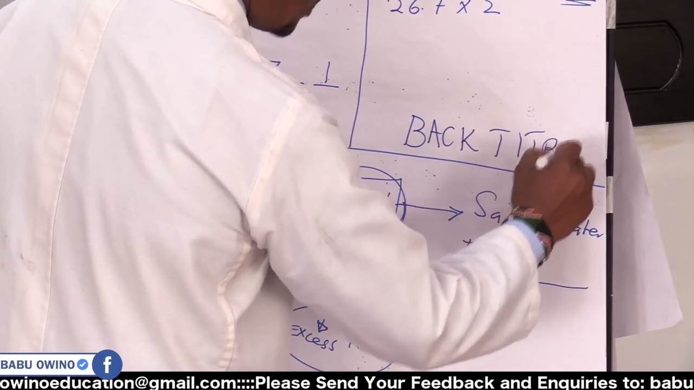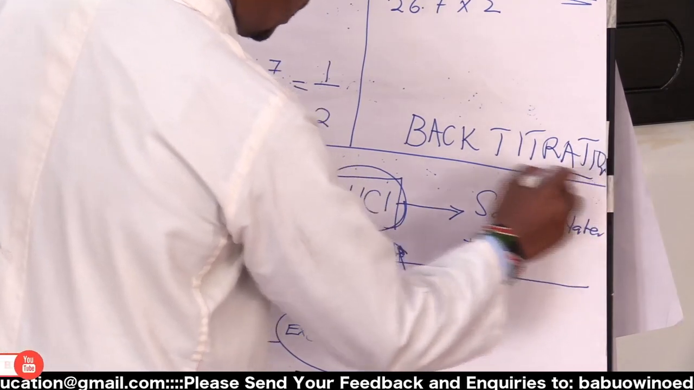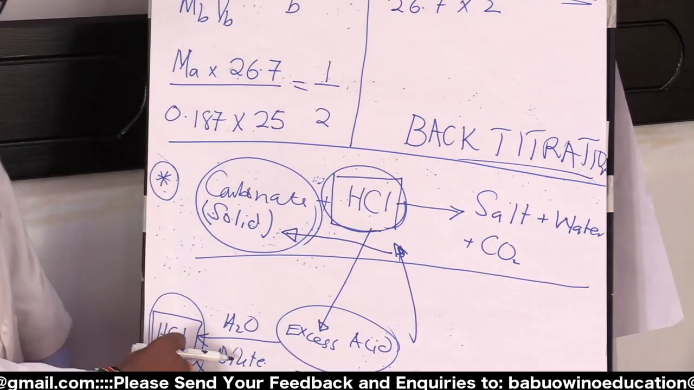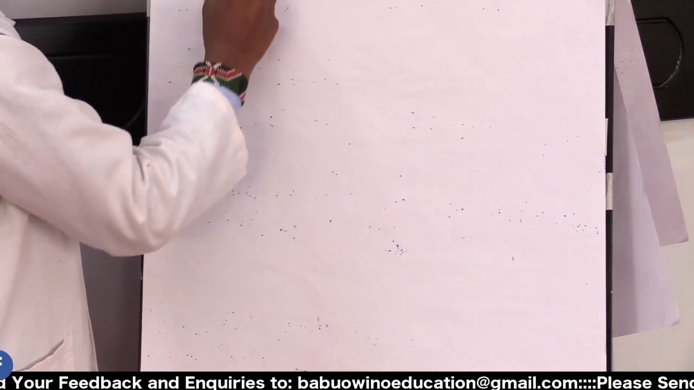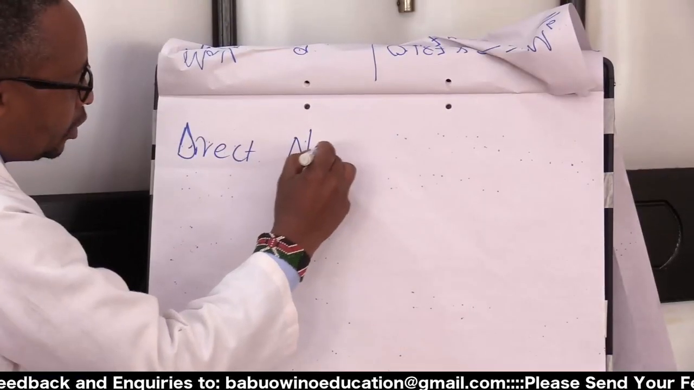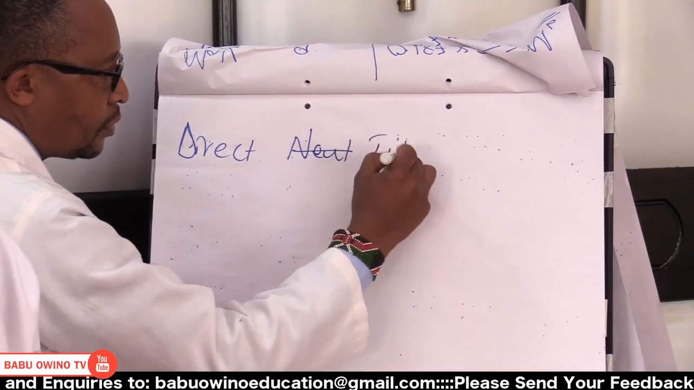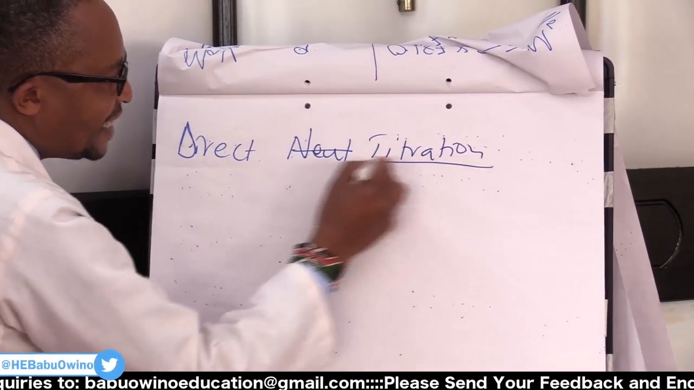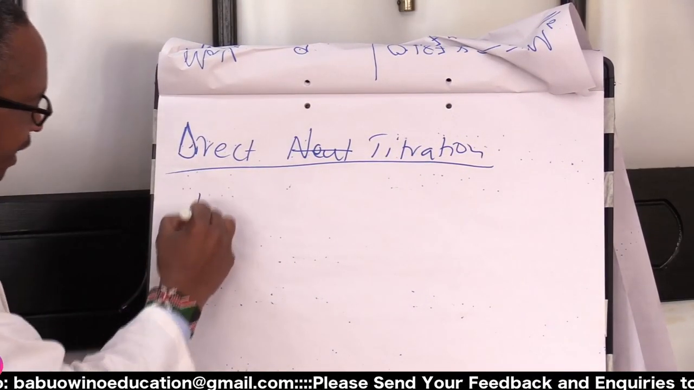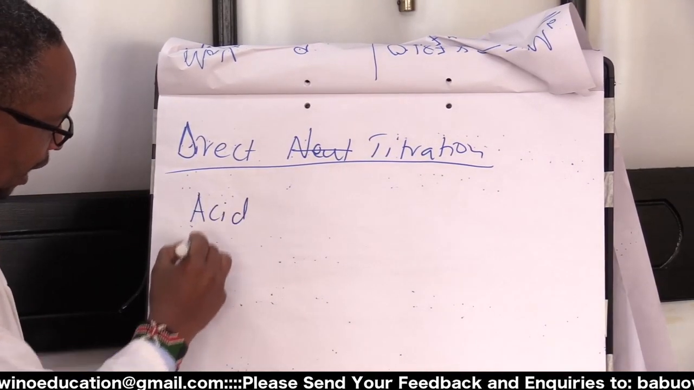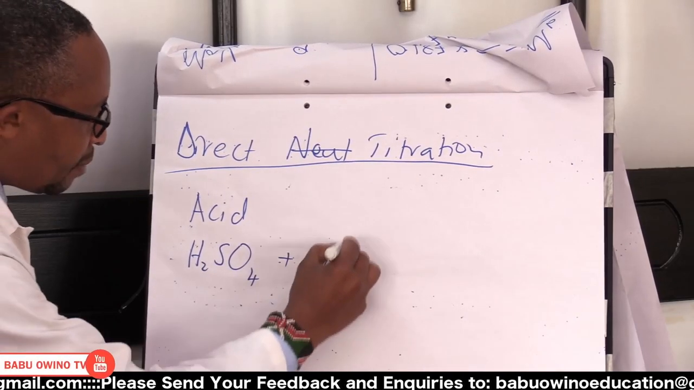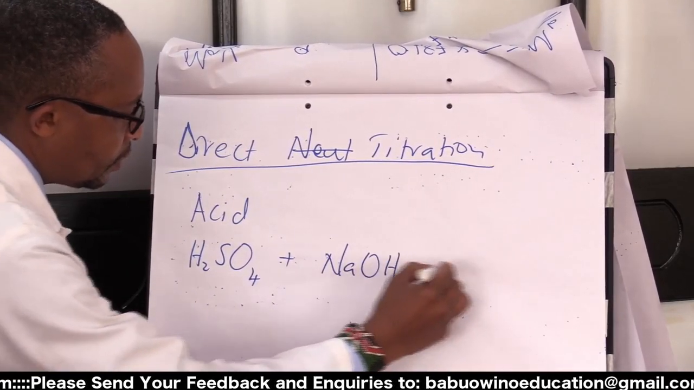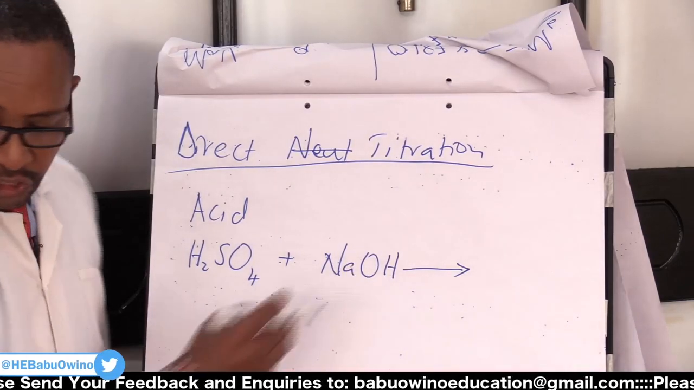Now, before we work out a question on back titration, I want to invite our MP here to take another reaction of a direct titration that doesn't involve a lot of working. This is where we are going to take an acid, and this is sulfuric acid. We combine it with sodium hydroxide, and we see what we are going to get.